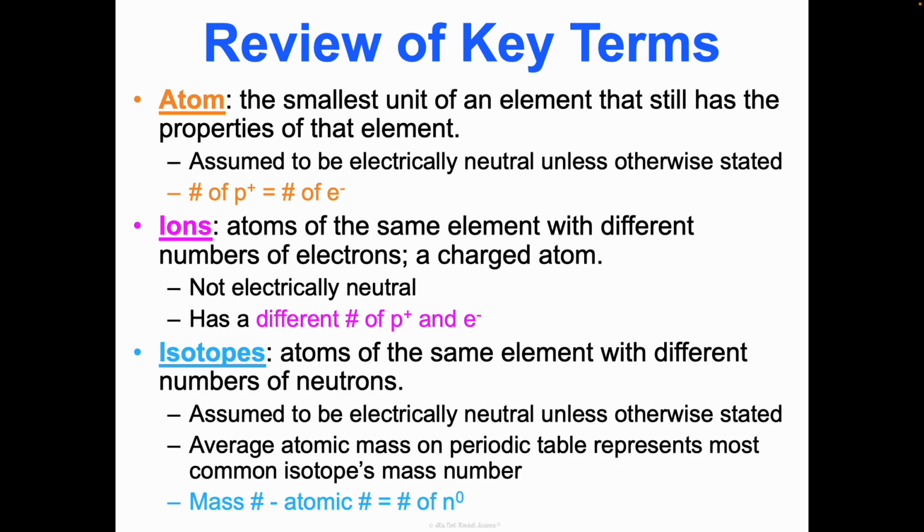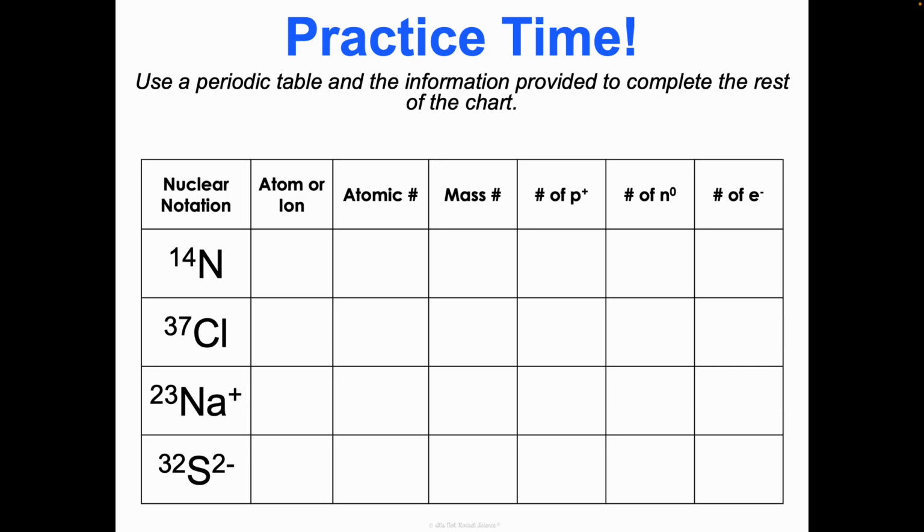All right. Now, let's do a little bit of practice. I want you to do this, and then we'll go over it as a class. So this is an example of something I could give you where I'm going to give you some notation, and from this, you can determine all of these different things. So first, you can look at this notation and determine if it's an atom or an ion. Okay? It's an ion if it has a charge. It's an atom if it does not.